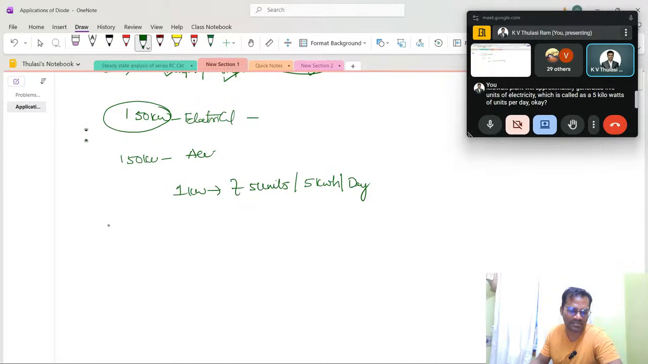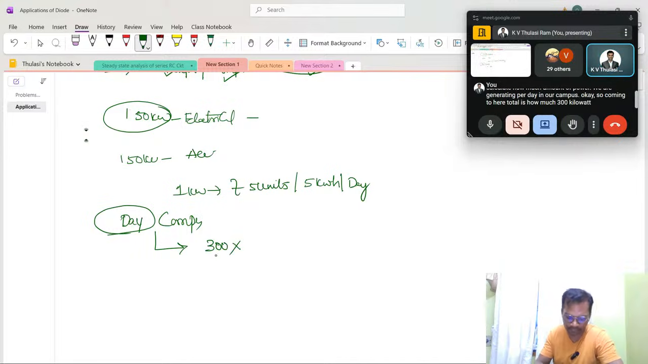Okay, so for example, let's calculate how much power we are generating per day in our campus. Total is how much? 300 kilowatts. So the total rating, 150 plus 150, is a 300 kilowatt plant, and each kilowatt will generate 5 units. So per day we are generating 1500 units of power in our campus, and this number of units we call kilowatt hour.